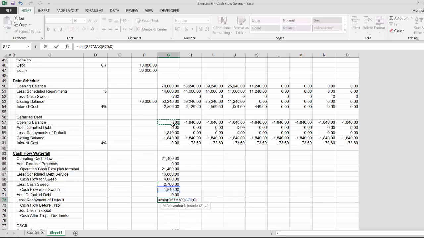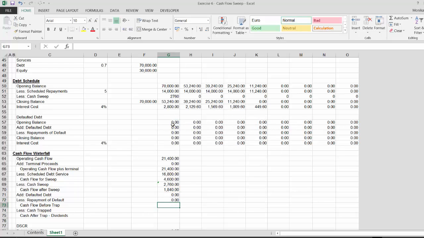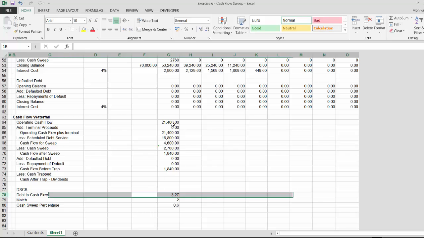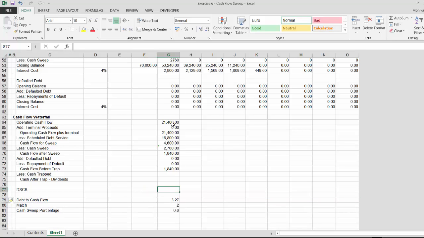We're not going to pay more than we have of the opening balance. That means we have a cash flow after default, which is plus the defaulted debt minus the thing, and then the cash trap depends on the cash trap covenant, and our DSCR we could compute as the cash flow divided by the debt service.